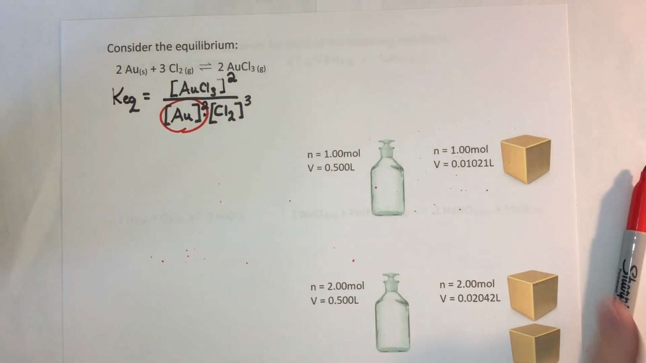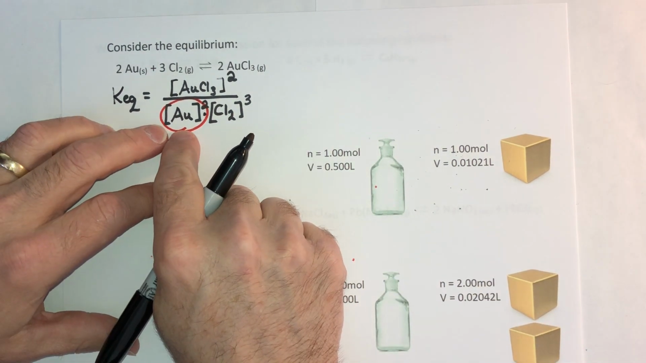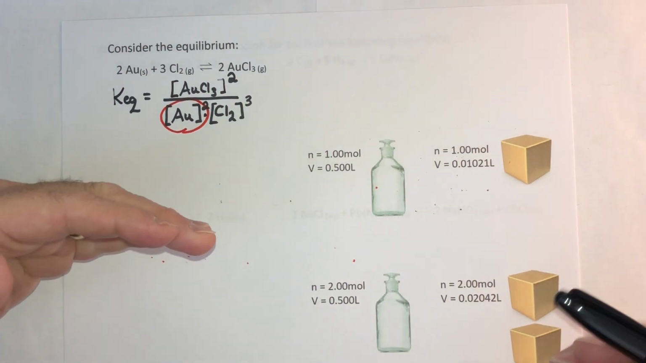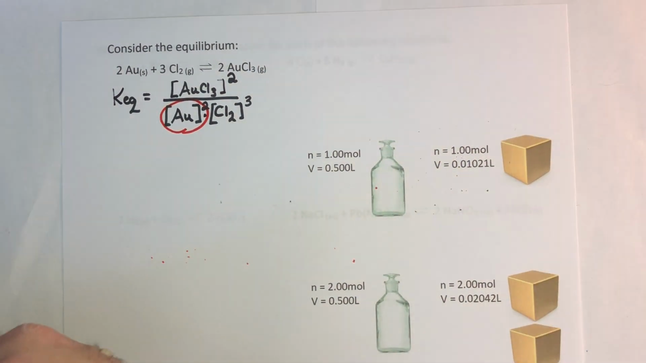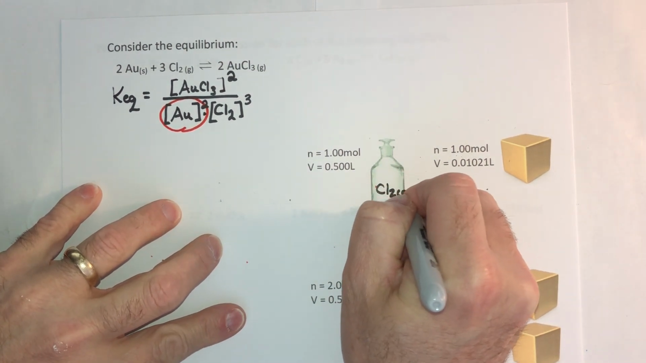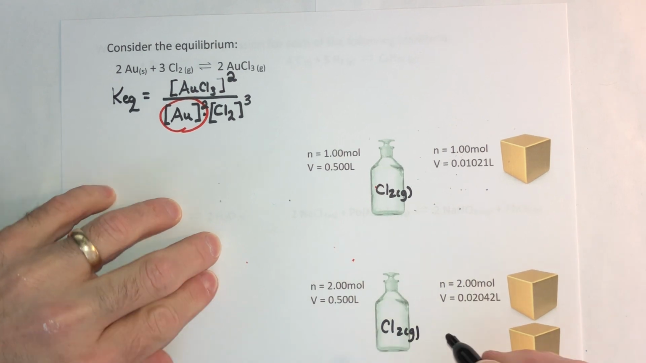If you take a look at this, what I'm going to show you is that if you have a solid or a liquid, that concentration is actually a constant. Okay? So let's do 2 different examples. Let's say that you've got your Cl2 gas in this bottle right here. Okay, so that's my Cl2 gas.